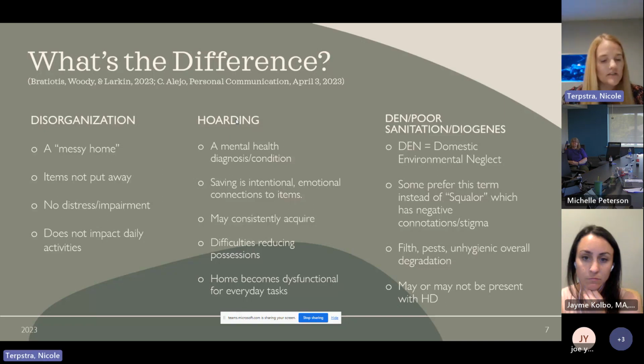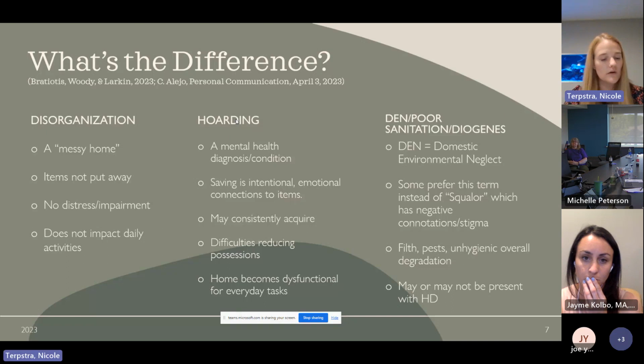So disorganization is characterized by a messy home. The home may be untidy, disorganized, and have items that are not put away. There may be a lack of distress or impairment at this stage, and daily activities are not compromised.